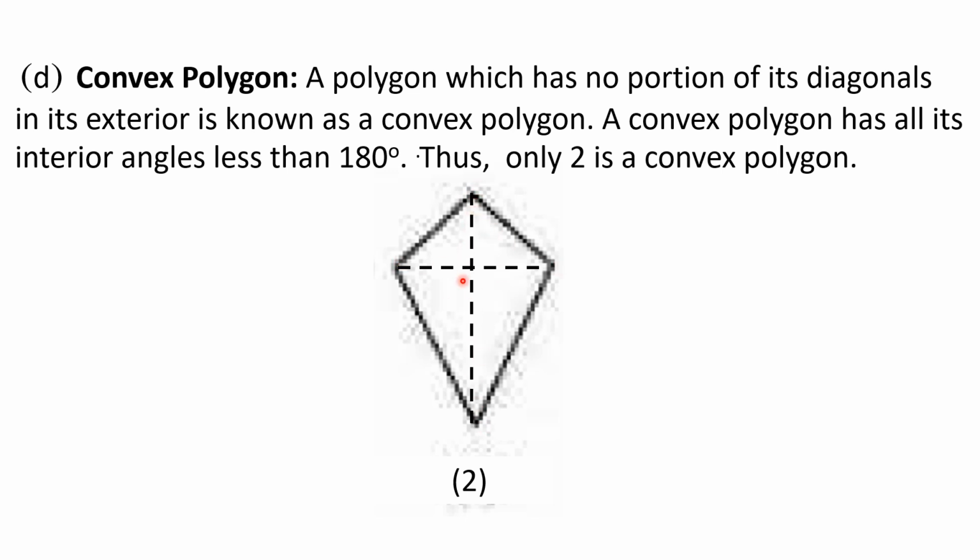This diagonal is totally inside the quadrilateral. This diagonal is entirely inside the quadrilateral. No portion of any diagonal is going outside the quadrilateral, outside the polygon. So that is why it is a convex polygon. And you see these four angles, each of these angles is very clearly, by just looking at it, less than 180 degrees. Thus only figure number 2 is a convex polygon.